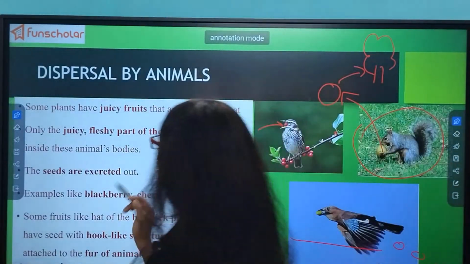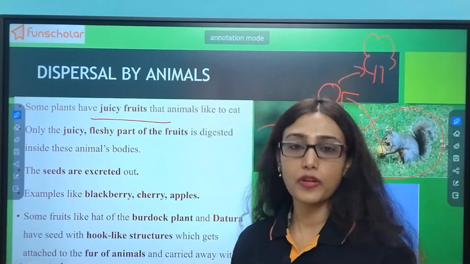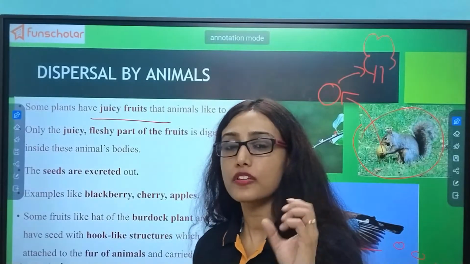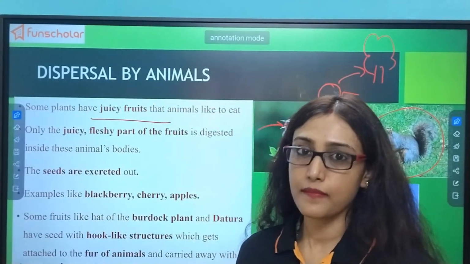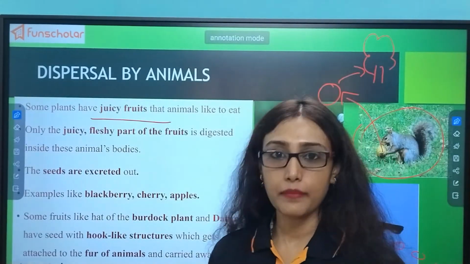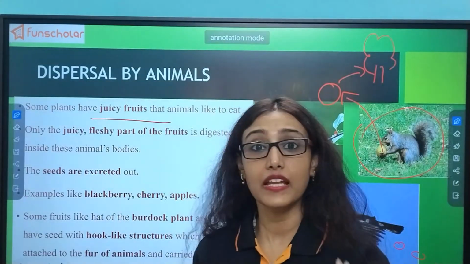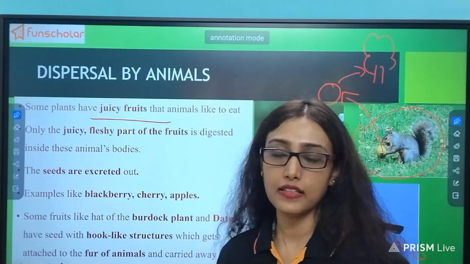Now see, some plants have juicy fruits. That's why we like to eat fruit, because it is tasty. Obviously, the first priority is our taste. Then we come to know about why we are eating it: it contains minerals, vitamins, etc. But firstly, fruits are very tasty. That is why we eat the fruits.